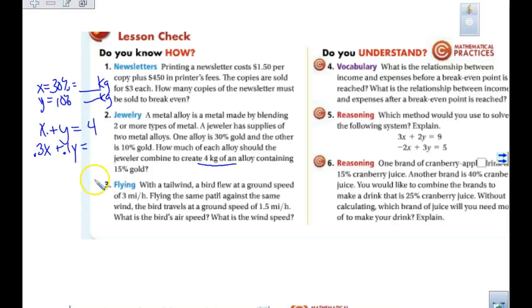what percent do we want our final combination of gold to be? The 15? Yeah, 0.15. But this isn't just 0.15. We have to take 0.15 times 4, because this is 30% of this, whatever it happens to be, and 10% of this one. So it has to equal 15% of what we want our final one to be, of 4. This one is just the total. This one is with all the percents.